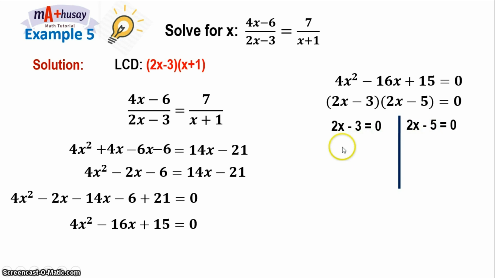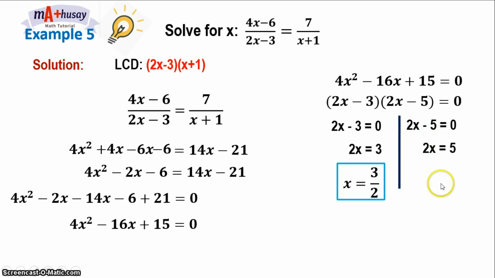So, mag-a-add tayo ng positive 3 sa both sides of the equation. We have 2x equals 3. Since we want to find the value of x, dividing both sides by 2, ang result is x equals 3 over 2. Sa kabila naman, mag-a-add tayo ng positive 5 both sides of the equation. So, we'll have 2x equals 5. I-divide natin both sides of the equation by 2. We'll have x is equal to 5 over 2.